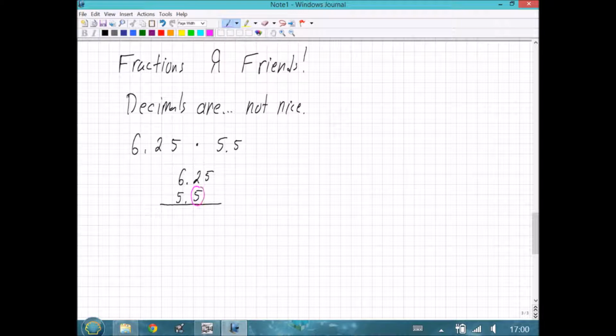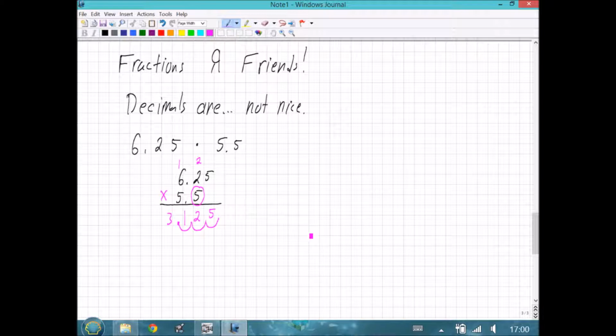Let's start with this 5. When we're multiplying, we go 5 times 5 is 25. So I'm going to put a 5 here, carry the 2. 5 times 2 is 10, plus 2 is 12. 5 times 6 is 30, plus 1 is 31. Now remember, how many decimals did we have? Well, 1, 2, 3, 3 things to the right of the decimal. So I would go 1, 2, 3, and there's my first decimal point.